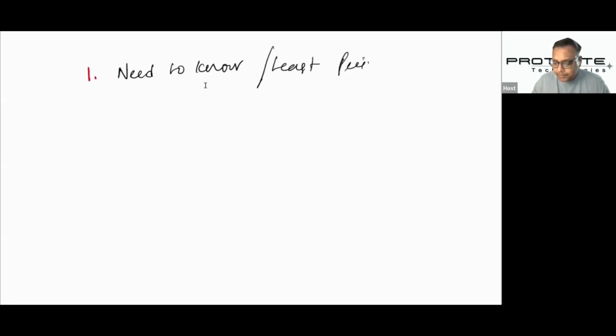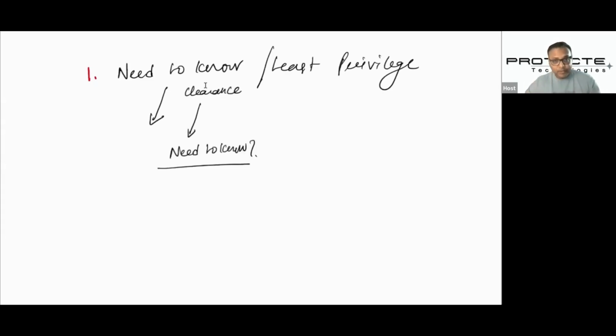We have discussed this many times. Whenever you are giving access to information systems, you have to give it on a need to know basis. If you don't need to know, you might have the clearance, but having a clearance doesn't mean you need to know. Whenever you are taking decisions of access, you have to see, he might be the CIO or CTO or senior manager, but he doesn't need to know this information. If he doesn't need to know this information, then the access should not be granted. This is a fundamental concept, right?